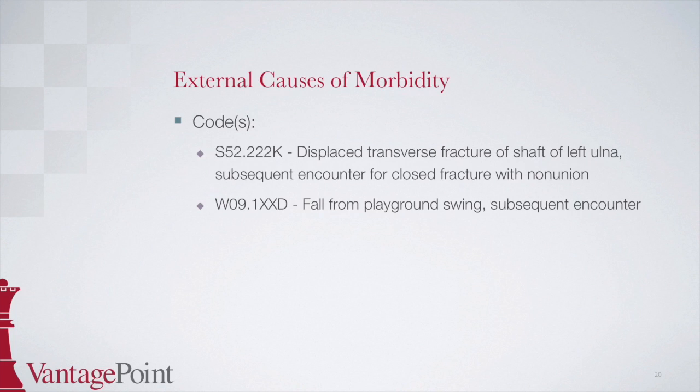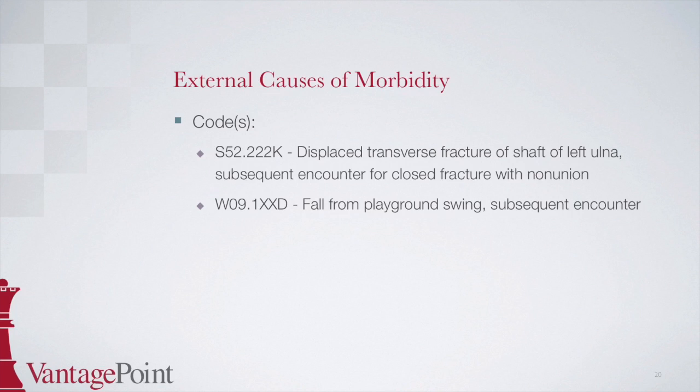The first code is S52.222K, displaced transverse fracture of shaft of left ulna, subsequent encounter for closed fracture with non-union. Remember that the injury code always goes first. To locate this code, start at fracture, traumatic in the alphabetic index, then go to ulna, then shaft, and then transverse with displaced in parentheses, which points to S52.22 with a checkbox indicating that more digits are required.